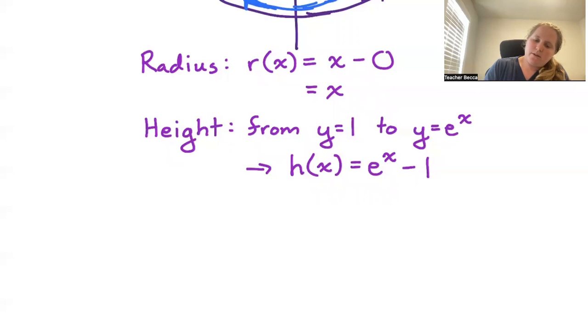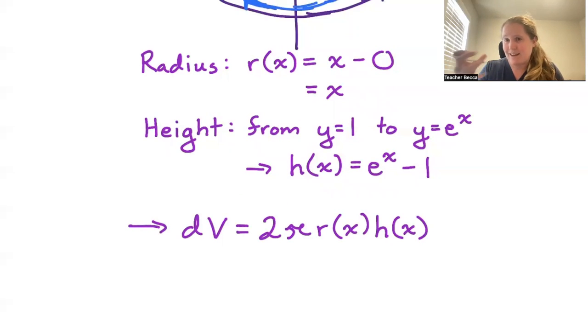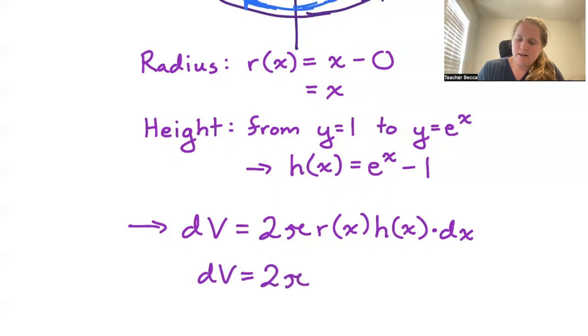So we have, therefore, that our dV is 2 pi r of x, there's our circumference, times h of x. That's essentially the surface area of the side of the cylinder times our dx, the thickness of our cylinder. So we are looking at dV as 2 pi x times e to the x minus 1 dx.